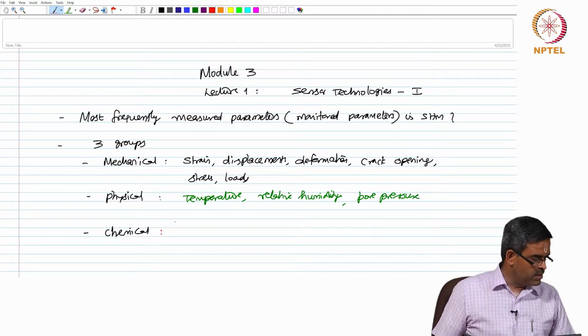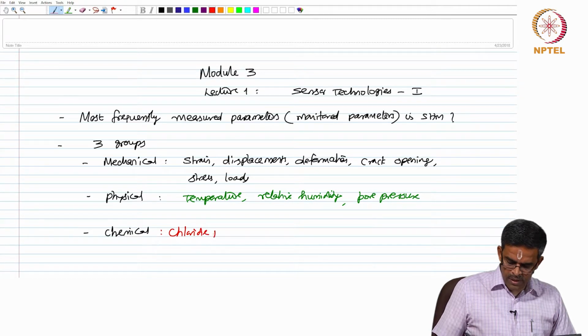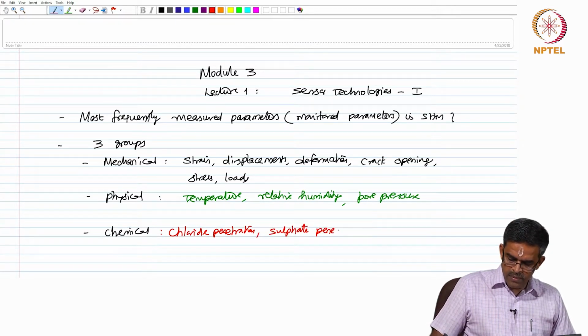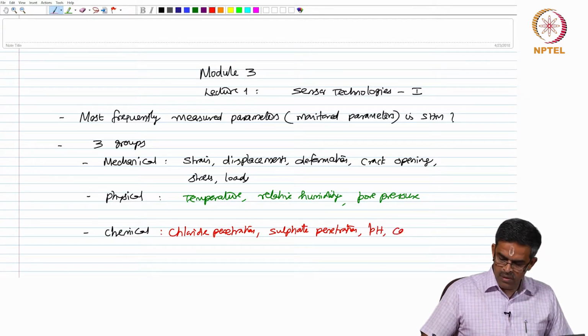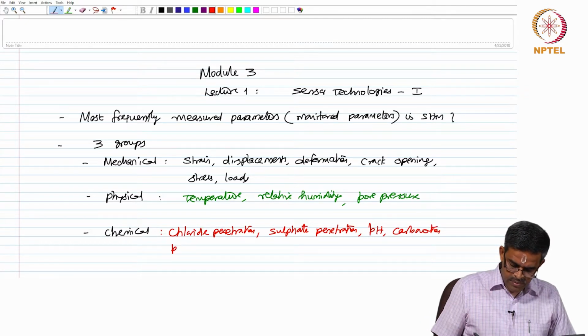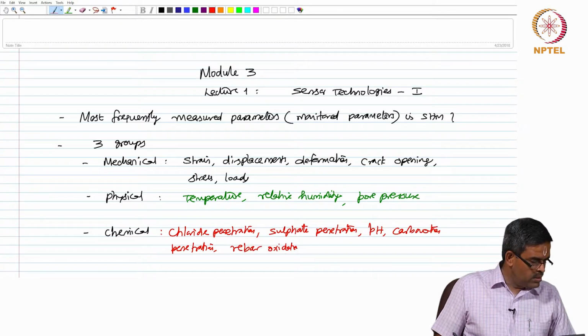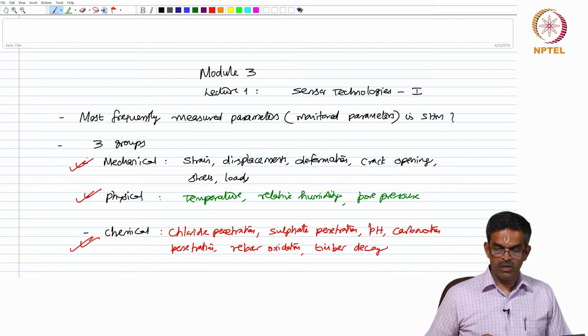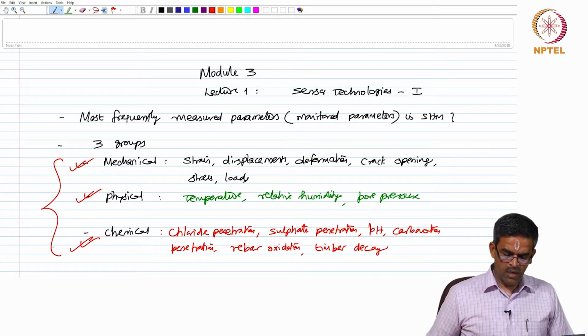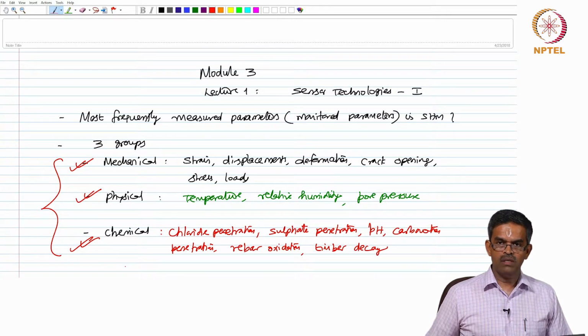Under chemical parameters, we measure chloride penetration, sulphate penetration, pH changes, carbonation penetration, rebar oxidation, timber decay, etc. These are all biological and chemical processes. These are physical changes which can affect the material and the member, and these are of course the measurements required for vibration monitoring of the structures. So, these are the major 3 groups under which various measurements are generally taken and observed and monitored in an SHM process.